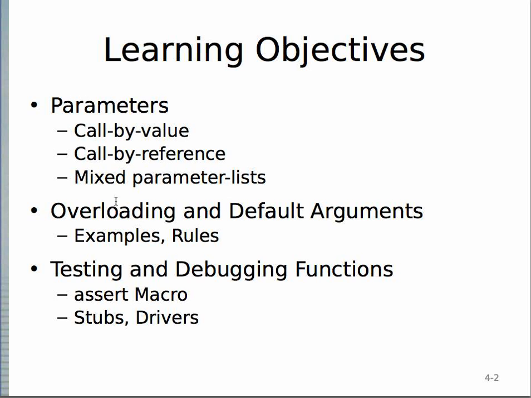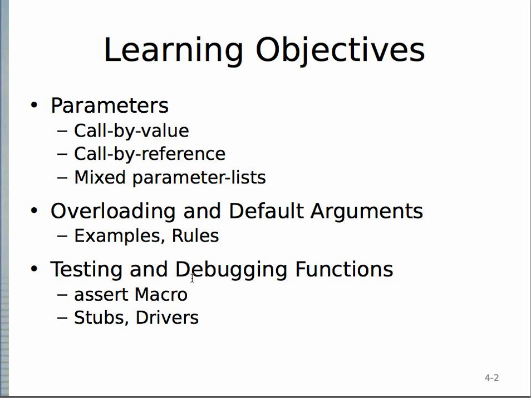Overloading and default arguments work pretty much like in Java. Well, the one thing is in Java we don't have default values for arguments, so that is new in C++. We have asserts, but assert is a keyword in Java, and it's a macro in C++. Besides that, it's the same idea. So we use it for the same kinds of reasons, for testing and debugging.